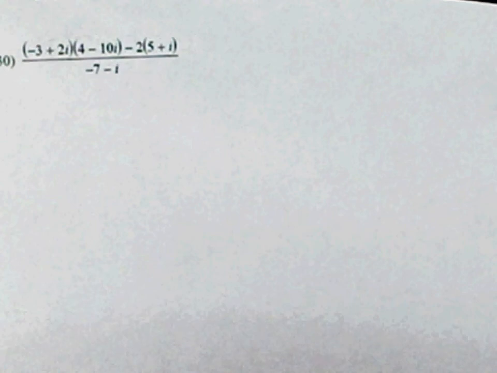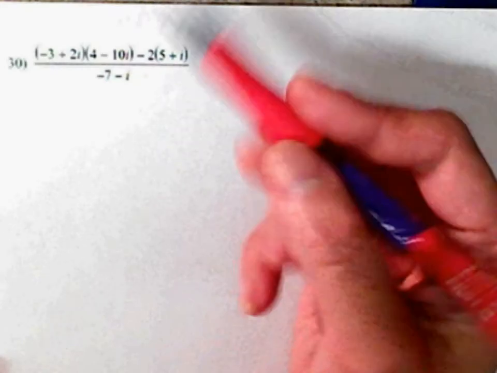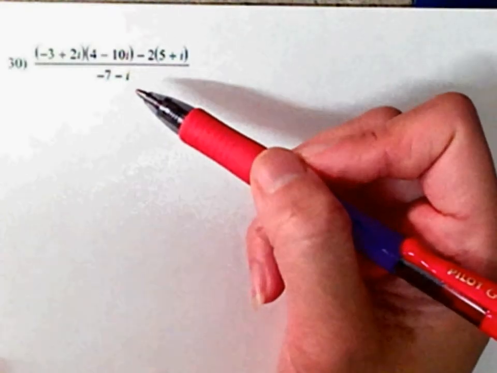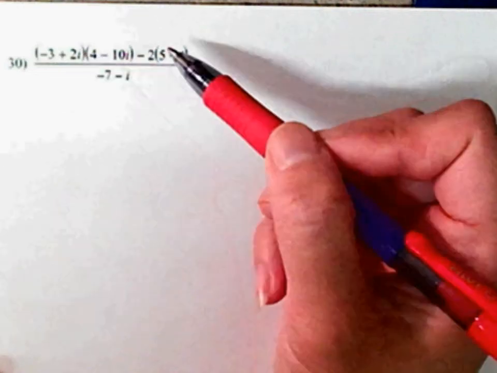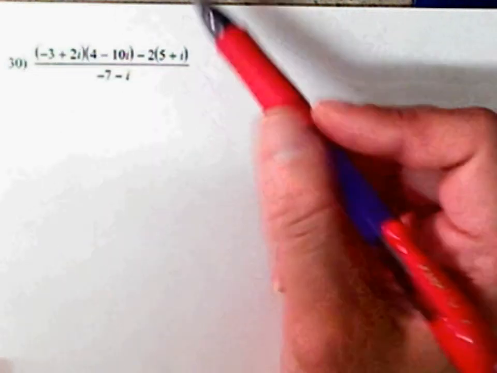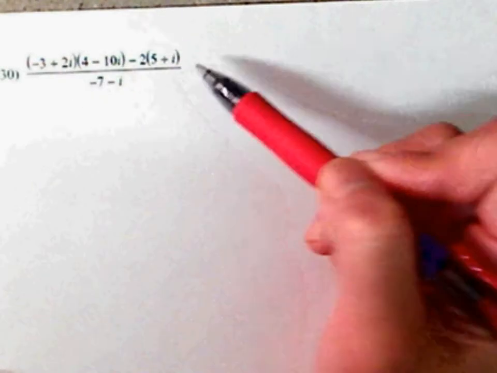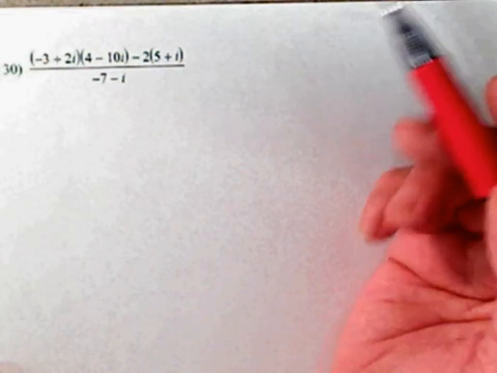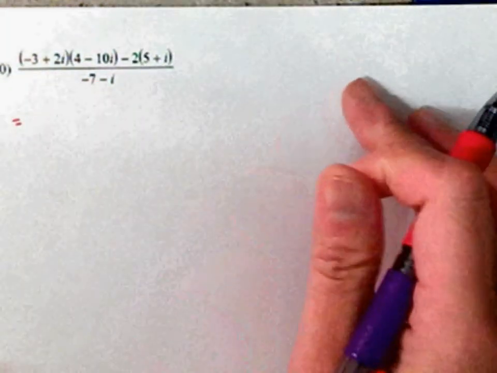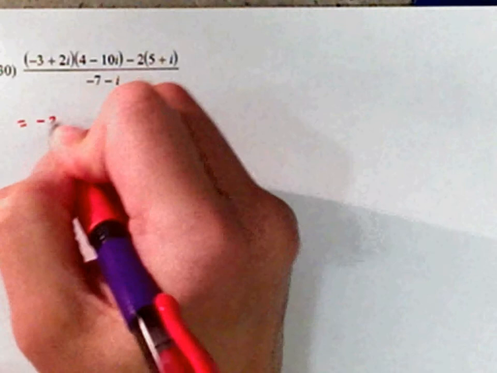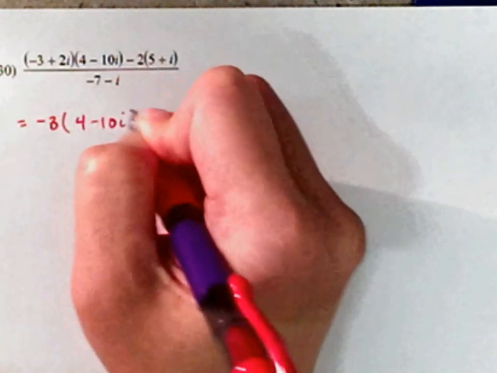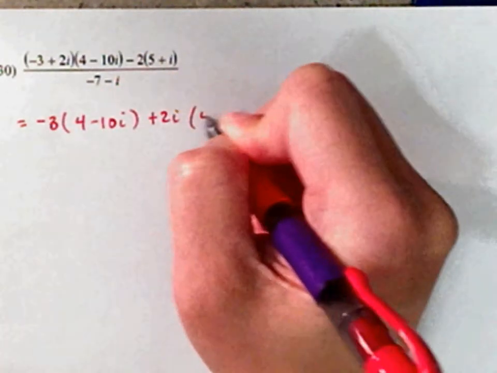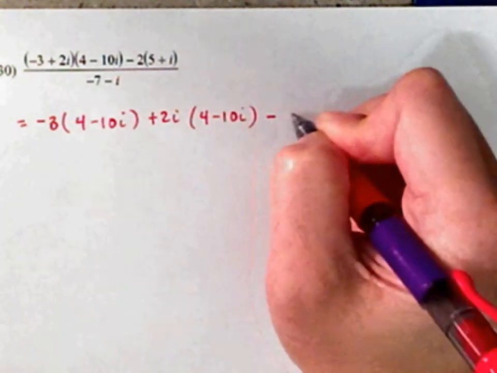Number 30. Okay? Take a look at number 30. Now, I would multiply all of that times the conjugate, but let's take care of all that first, and we can deal with the conjugate later. Because if you simplify the numerator, it will make it a lot easier for you. So I'm going to start right here, so that way I can have more room if I need to, okay? So I'm going to take negative 3 times (4 minus 10i) plus 2i times (4 minus 10i). And then I'm just going to carry those over.